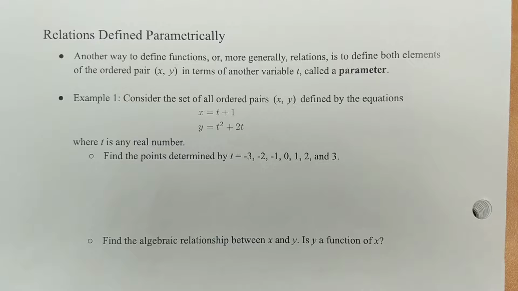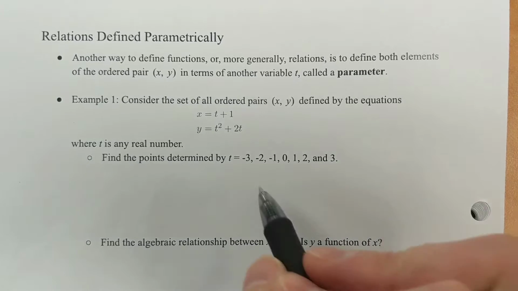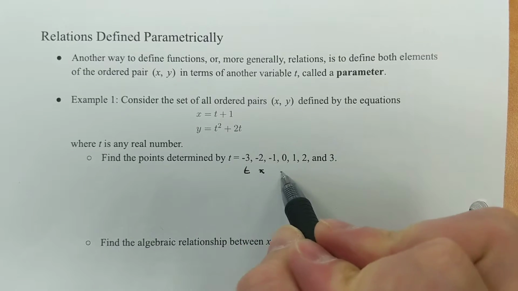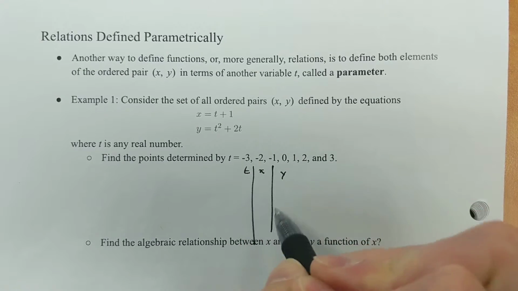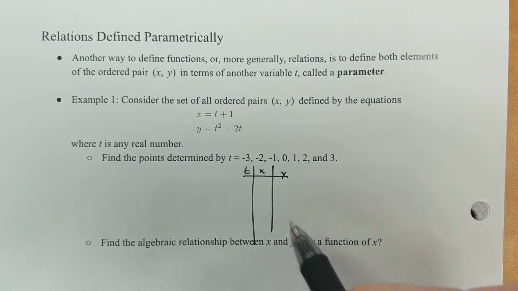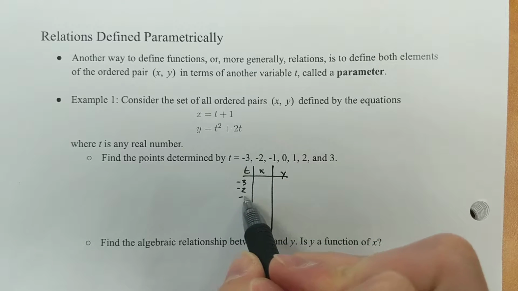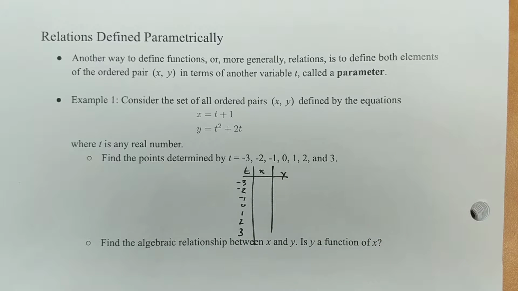So you have two equations, x equals and y equals. Both of them have t on the right-hand side, where t is any real numbers. The first one says find the points determined by t equals -3 through +3. So what we're going to do is have a modified t table. We have 3 columns, one for t, x, and y. t is going to run from -3 to +3.